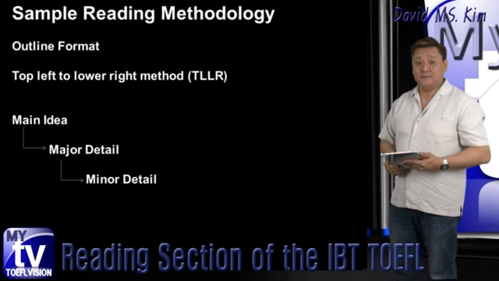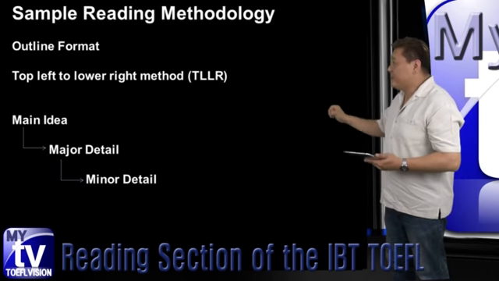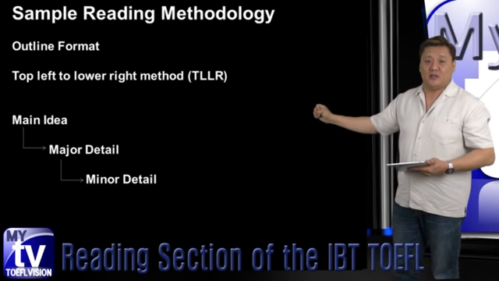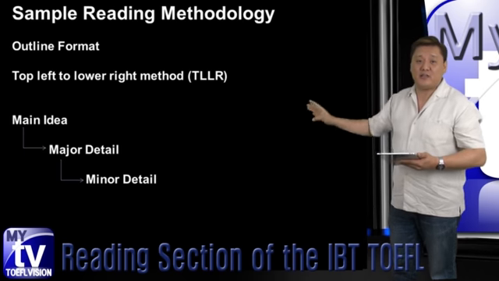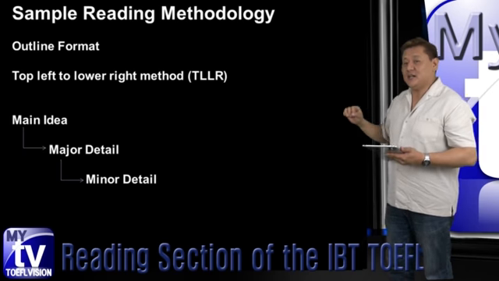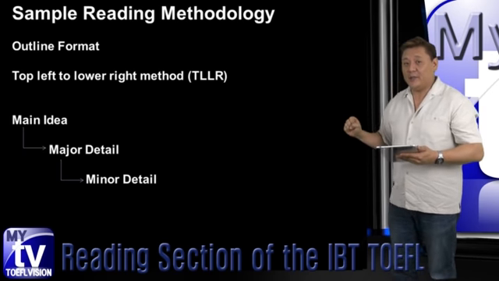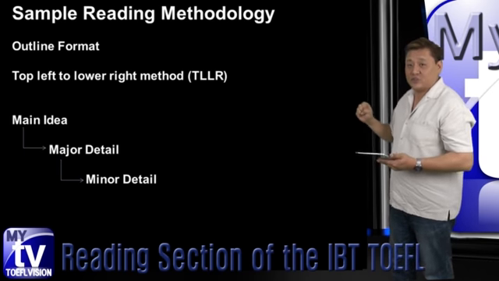Minor details are basically information about the major detail. Not about the main idea, but about the major detail. Are you guys confused? I'm going to show you an example later, but just hang in there. Let me explain to you. So it's like a little tree, doesn't it?